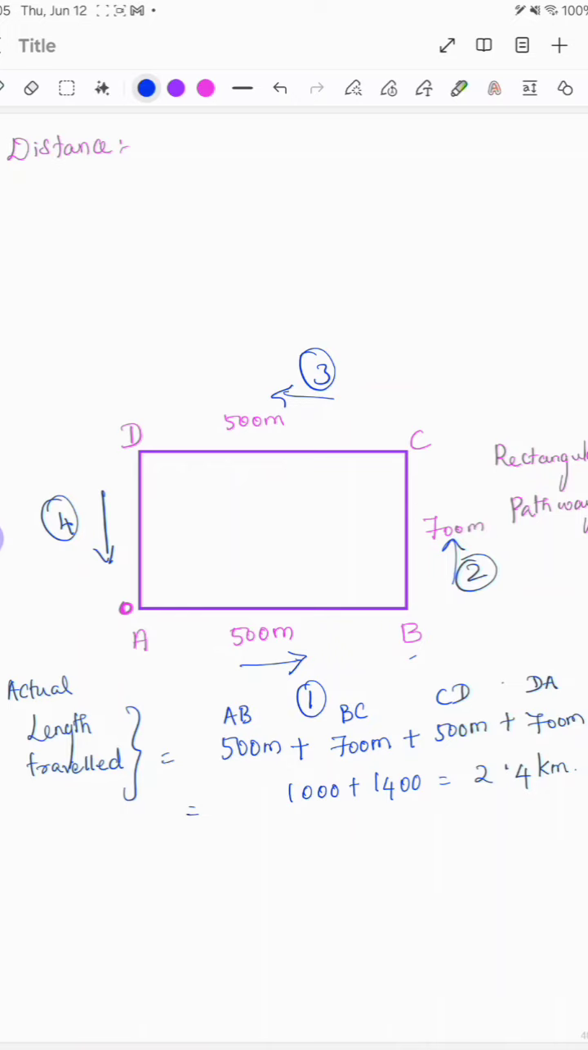So what is the distance? But I am not mentioning one more thing: the direction you have traveled. You can travel either way, from A to B or from A to D. Any direction you can travel, but the length you have covered is the distance traveled. So this actual length is the length you covered in your walking. That is what is mentioned as the distance.